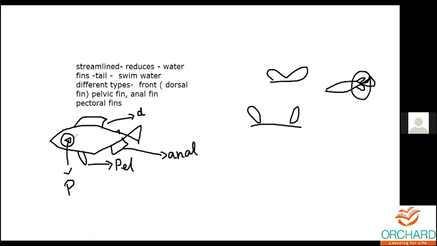Okay, so they are used for changing direction, when the fish has to change direction or when it has to stop. That is how the pectoral fins are used. Again, the pelvic fin is also used for the locomotion process.